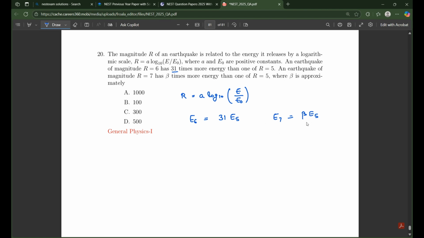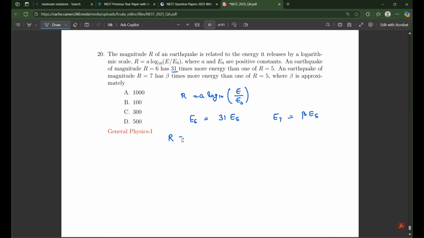What is beta? Now, how to approach? We know that R and E are variables. The only constants are A and E naught. So we have to find the value of A and E naught to get a proper relationship between R and E. So now let's see what is given to us and let's work on it.